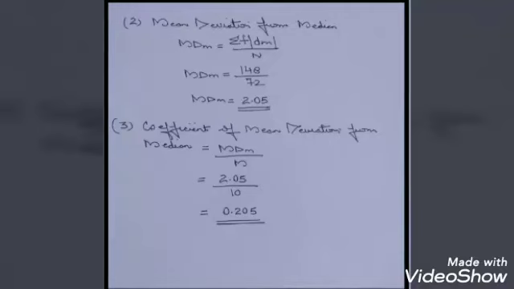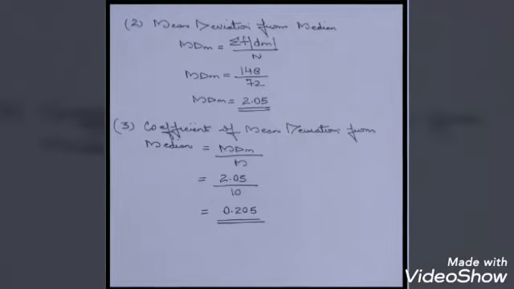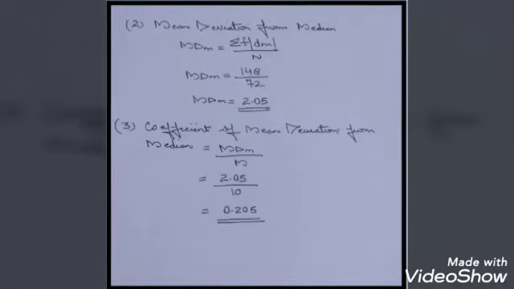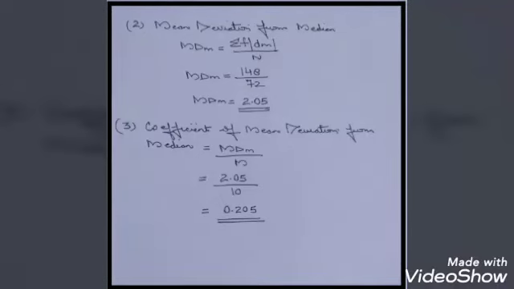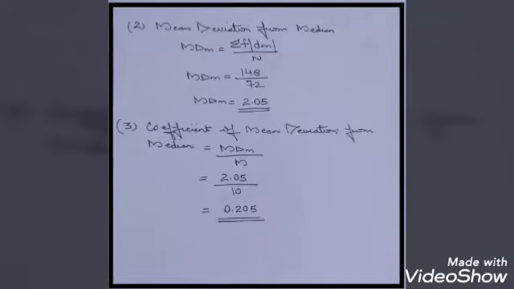Correct? And the next thing you have to calculate is the coefficient of mean deviation from median. The formula is MDM upon M. Your mean deviation we already calculated as 2.05, and your median is 10. So 2.05 divided by 10, you get 0.205. So children, this is how you can calculate mean deviation and coefficient of mean deviation.